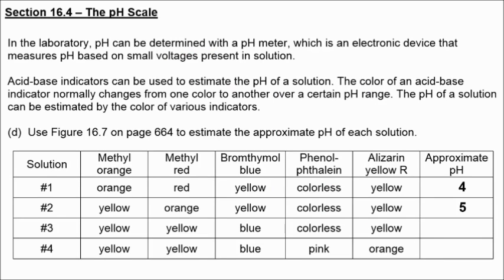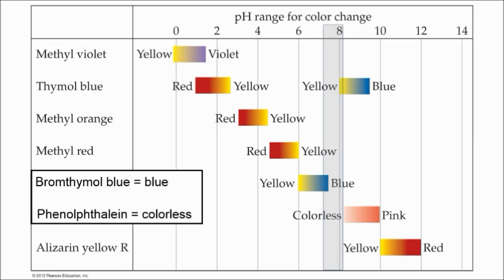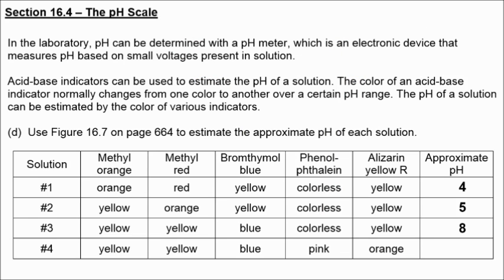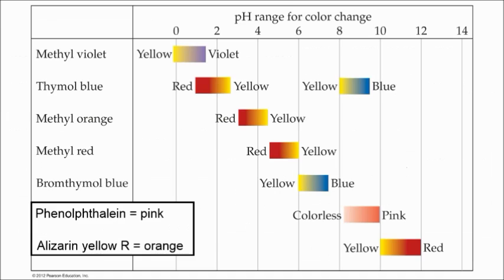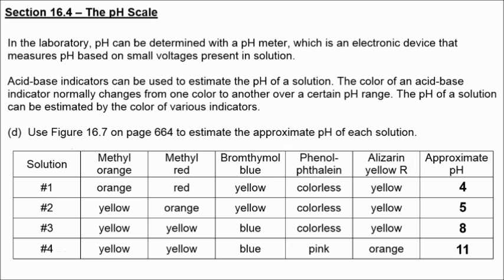In solution 3, if bromthymol blue is blue and phenolphthalein is colorless, that would be approximately a pH of 8 according to the chart. So solution 3 has a pH of around 8. And then finally solution 4, if phenolphthalein is pink and alizarin yellow R is orange, I would estimate the pH to be approximately 11 for solution 4.